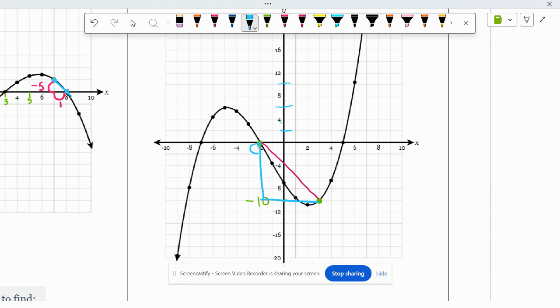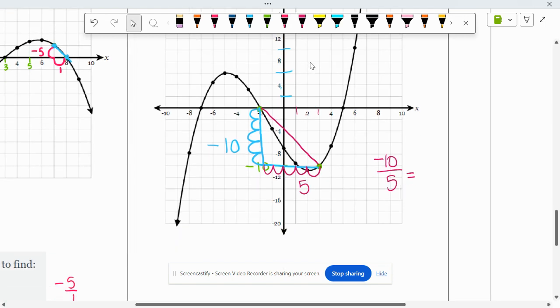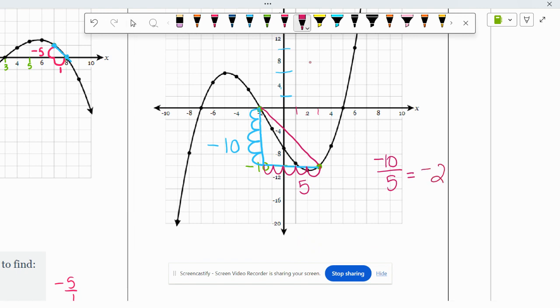So I'm going down 2, 4, 6, 8, 10. So that's -10. My x-axis is being counted by 1s, right? 1, 2, 3. So I go to the right 1, 2, 3, 4, 5. So my change in y over my change in x gives me what answer, Peyton? What is -10 divided by 5? -2. Okay.